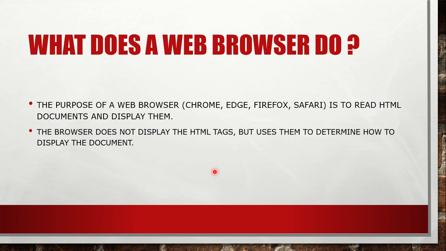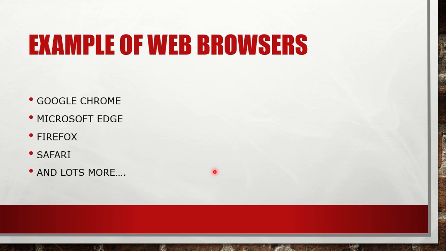And like I said earlier, when I was talking about the characteristics of HTML, if I'm not mistaken, the browser does not display HTML tags but uses them to determine how to display. It does not display them but determines how to display the HTML document. Examples of web browsers, I'm very sure we all know a lot of them. We have Chrome, Microsoft Edge, Firefox, Safari, Opera, Avast, and a lot more. For this tutorial, I think we're going to be using Google Chrome or Microsoft Edge, but you can also use any one that you have available.